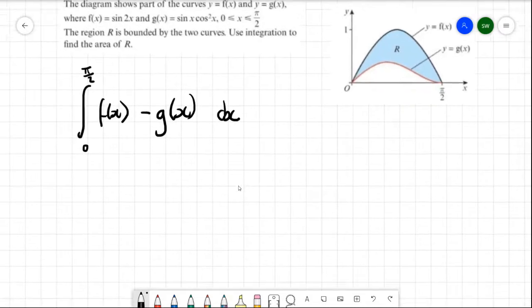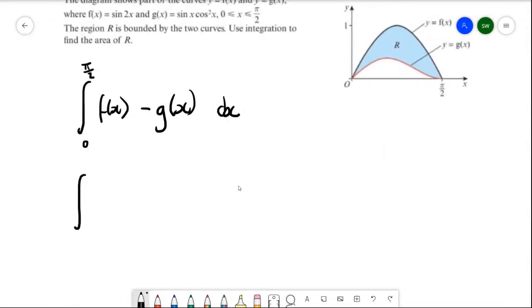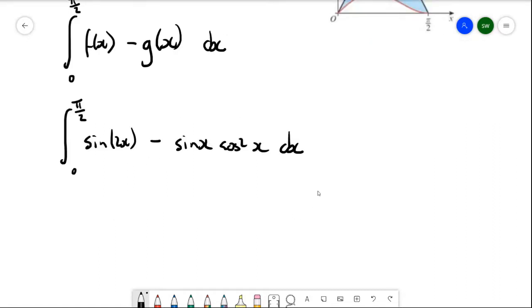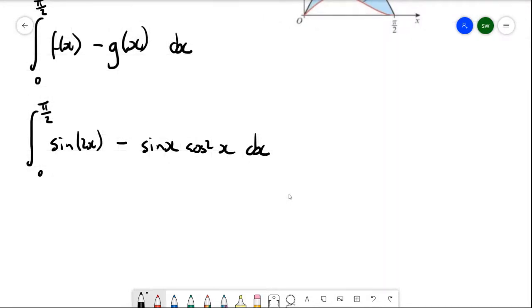So now we're going to substitute in. So f of x is actually sine of 2x, and g of x is sine x cos squared x. So we've got two terms to integrate. Let's do them separately. So let's start with the integral of sine 2x.